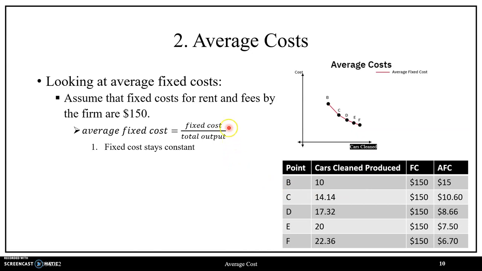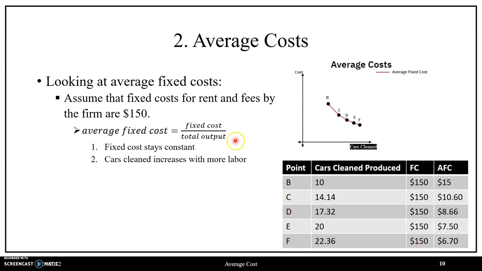The first thing that we should observe in terms of our numerator is that fixed costs stay constant throughout, which we observed in our discussion of total cost, where if we look at our table representation, we know that this firm is paying $150 for the use of the space and its cleaning equipment. And regardless of the cars that they are cleaning, they have to pay the $150 regardless. So we have a static fixed cost.